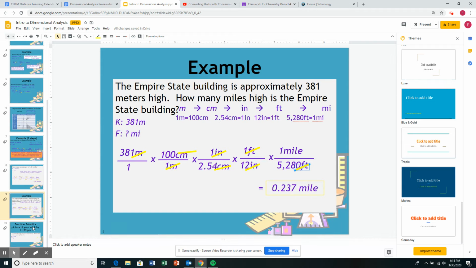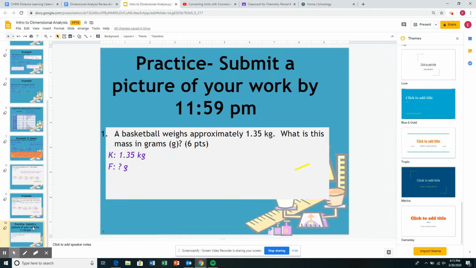So what you are going to want to do is do this practice right here. I've given you a couple of examples. Can you tell me how much a basketball weighs in grams? We think it's about 1.35 kilograms. How can you use dimensional analysis to figure out what the mass is in grams?